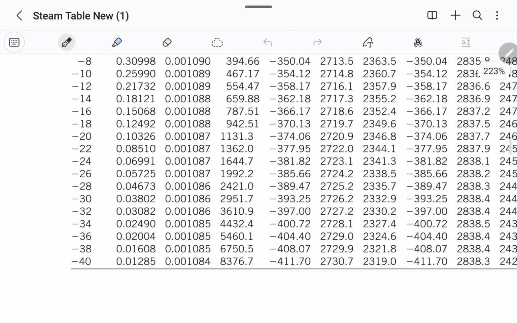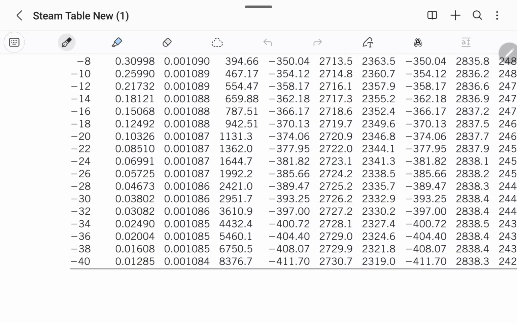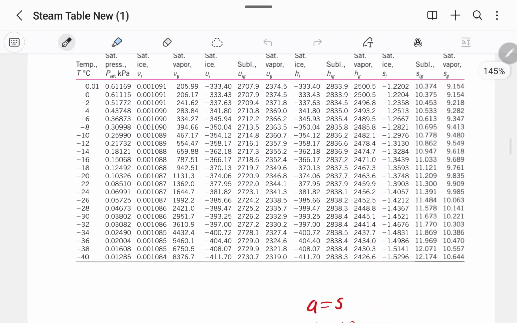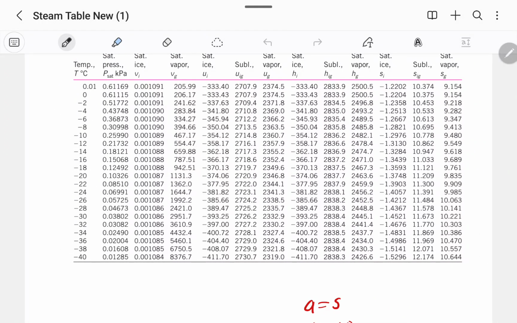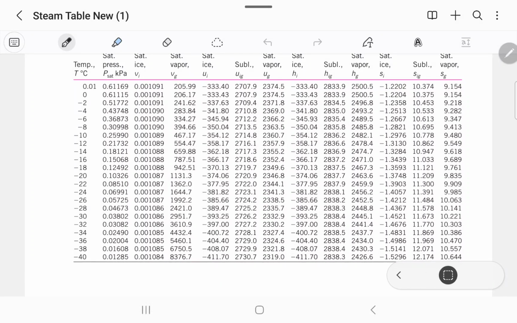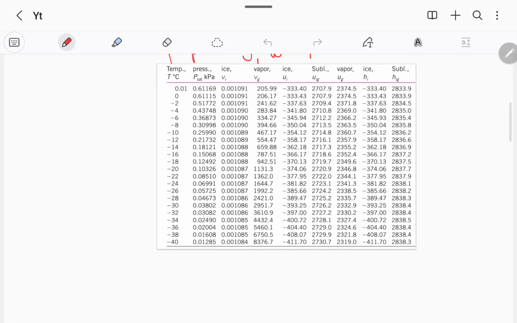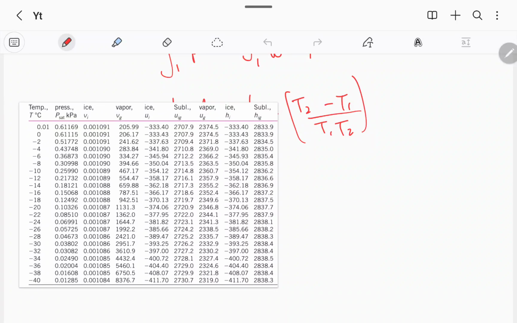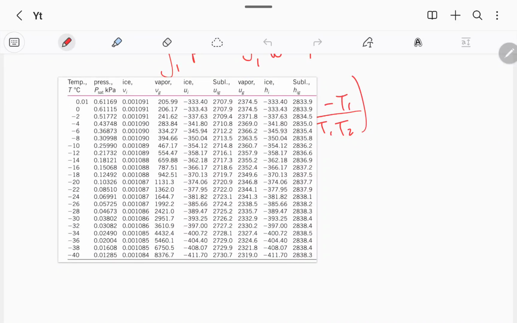So we're looking for negative 40. Let's take this column. I don't know, I'm taking all of it, but better safe than sorry. I already told you where I got this value. I took this one from my steam table.